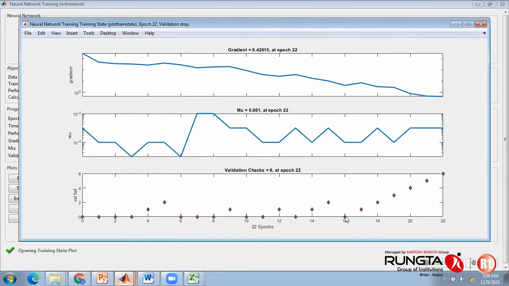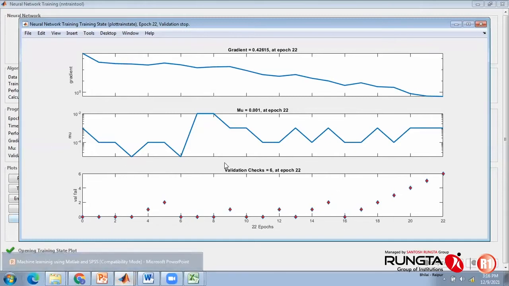But from this point, after 16 epoch, it has continuous 6 increases. 1, 2, 3, 4, 5 and 6. So that's why these are called 6 validation checks before termination of an optimization algorithm. So this way, the optimization algorithm gets terminated at 16 epochs. Okay, and at this point, it fetches the best possible results.